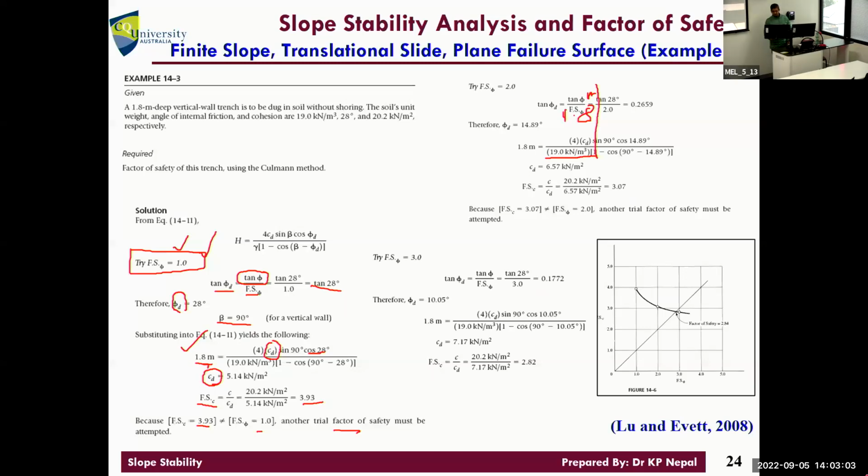When they use 3, how much did they get for phi d? 10.0 something. Oh, it makes sense, right? Because 3.something gives 7.something, that's all right. So now can you calculate back CD again from the same equation? 1.8 equals 4 times CD divided by 19 sine 90 cos 7.7 divided by 1 minus cos 90 minus 7.7. Can you calculate CD now from this?